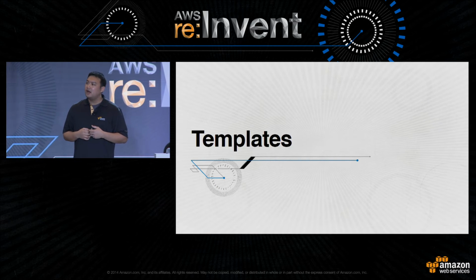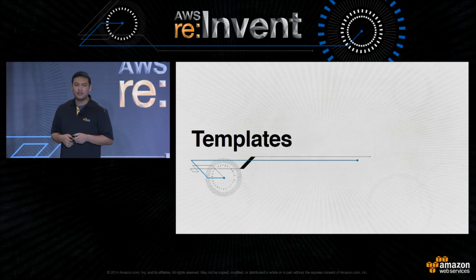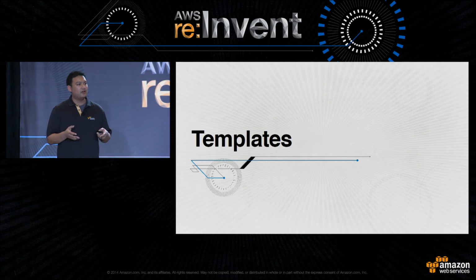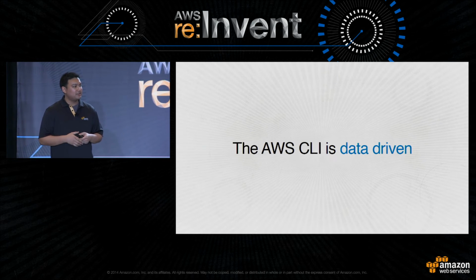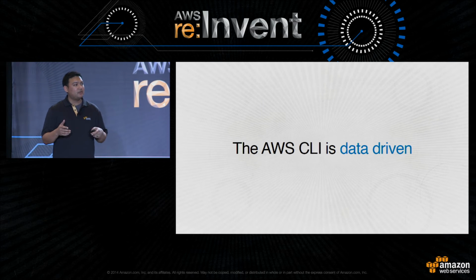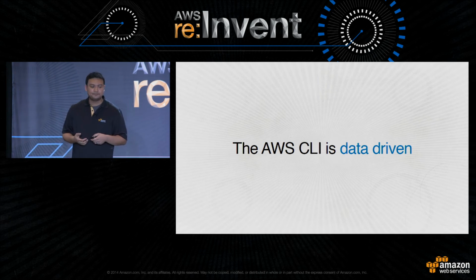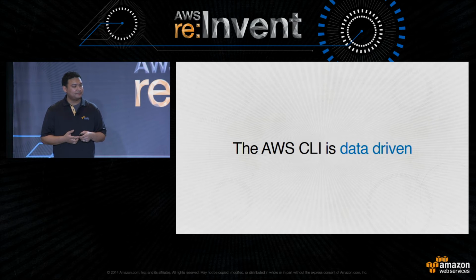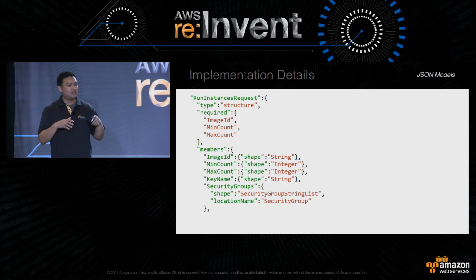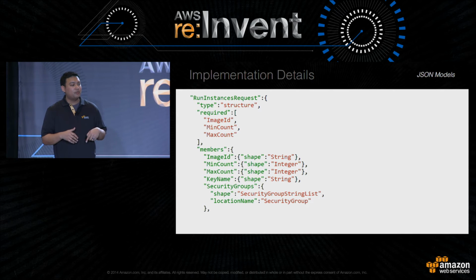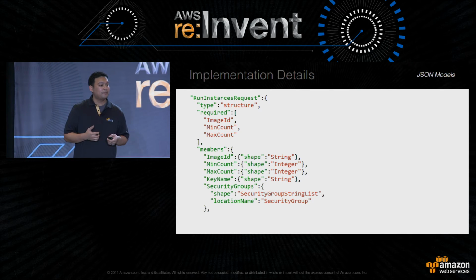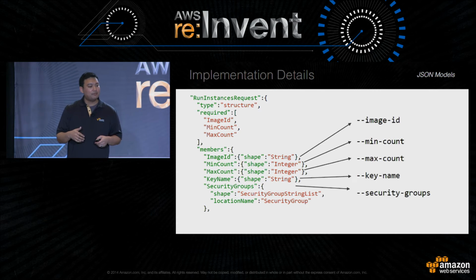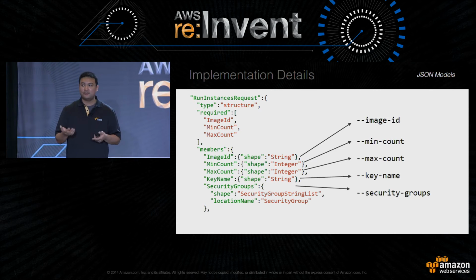So to understand what templates are, we first need to look a little bit into what goes on within the CLI, particularly the fact that the AWS CLI is data-driven. And so by that I mean we have a JSON model that describes all of the inputs and all the outputs. So for example, and you don't need to understand the format of this model here, but what I do want to point out is that somewhere within this model, we can introspect it at runtime and map those to top-level parameters that we surface in the CLI.